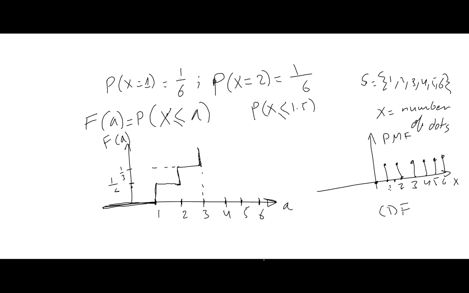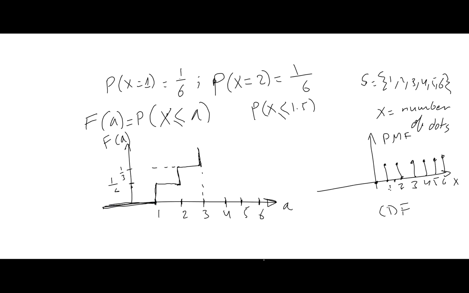Yes, and like this one until we reach 1. So it will be at 1, at 2, at 3. Every time I increase by 1 over 6, and the last one will be 1. So it is a general rule that f of a, the limit when a goes to infinity, is always equal to 1 for any distribution. For any distribution, this one will continue.